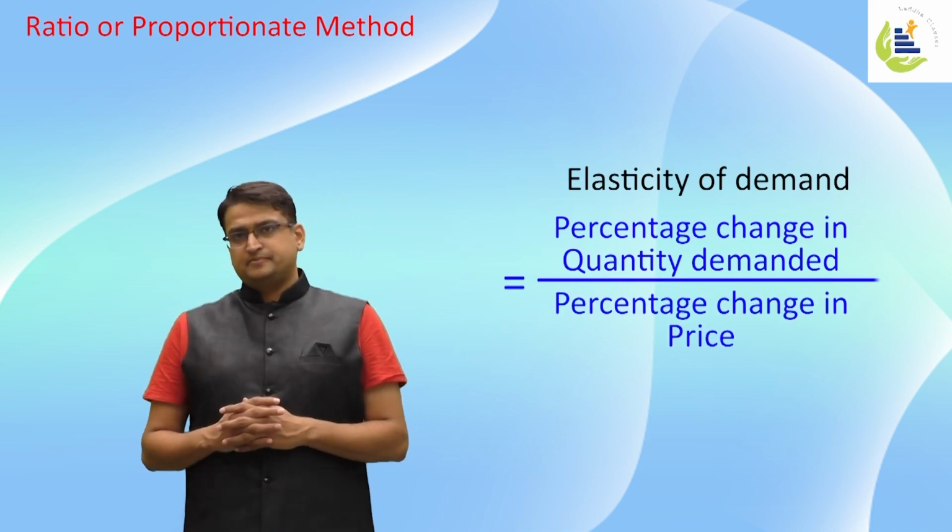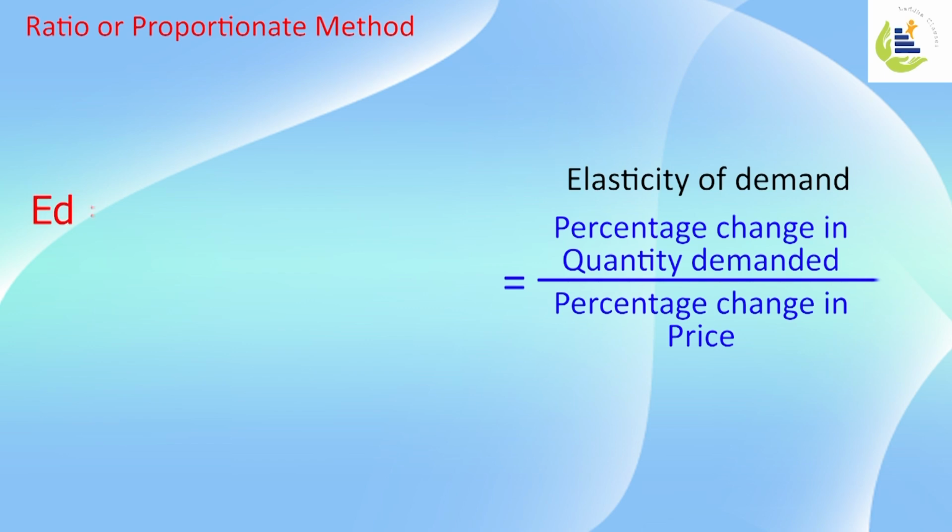in price. In simple words, it's a ratio of percentage change in quantity demanded over percentage change in price. So, with this formula, we can calculate price elasticity of demand as percentage change in quantity over percentage change in price. There are few things you need to understand in this.